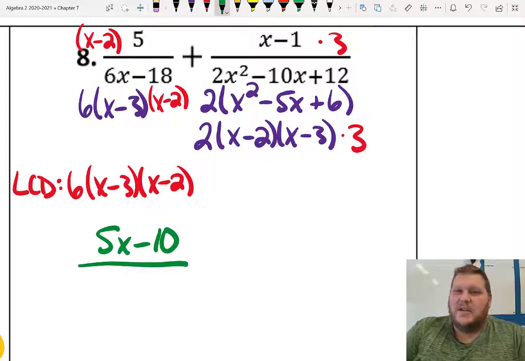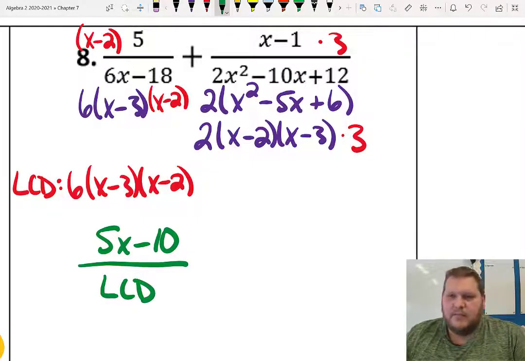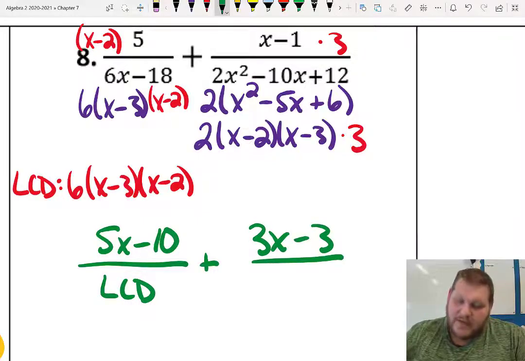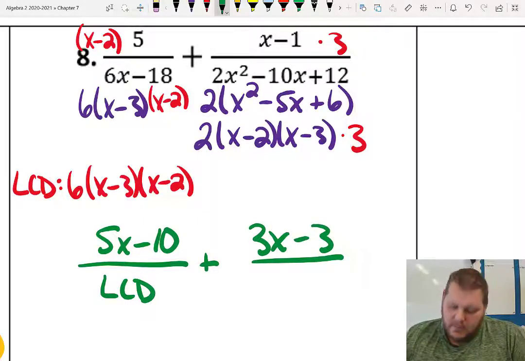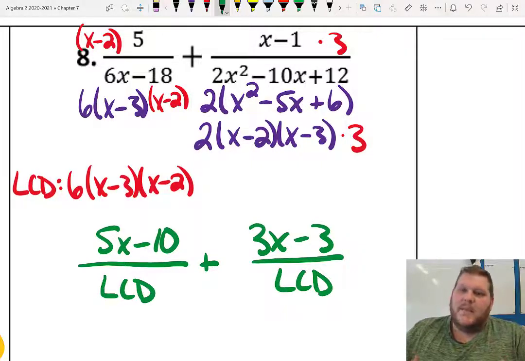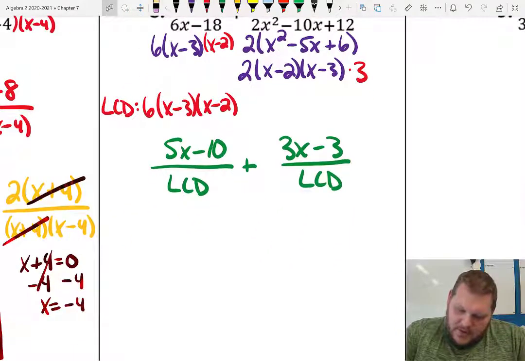And here, just until I get down to my answer, I'm going to use shorthand and just say, hey, over my LCD, it's plus 3x minus 3 is what I get when I distribute my 3 into x minus 1 over my LCD. So once I combine my like terms, I'll rewrite it with my actual LCD in there.